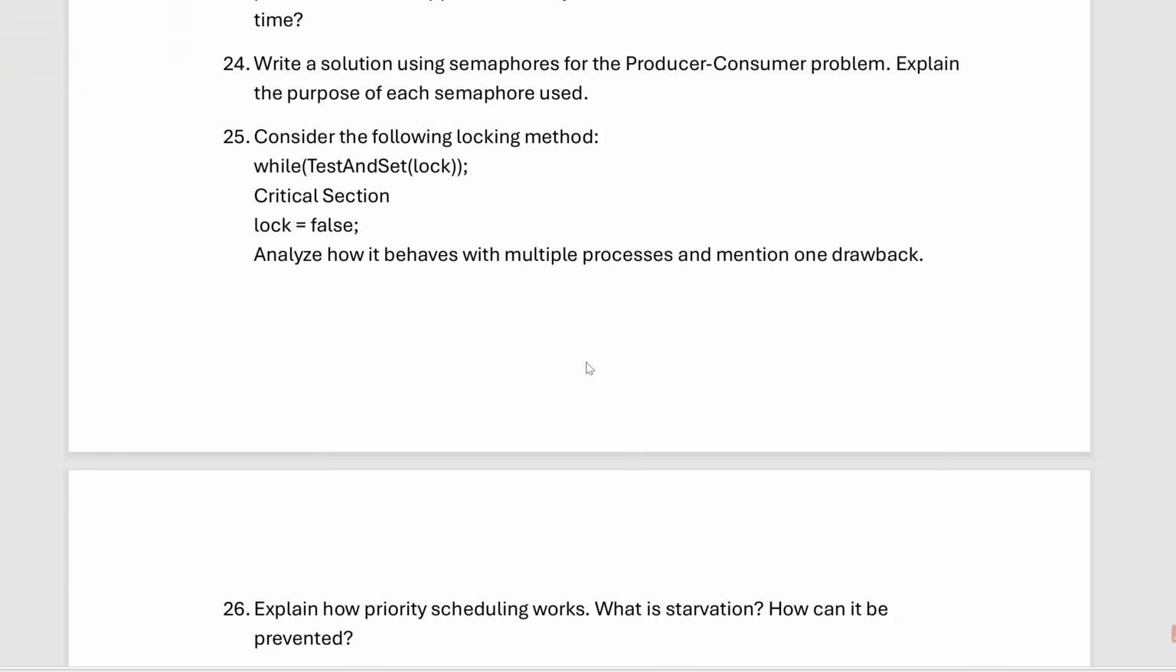So let us go ahead and proceed further with the solution of the remaining questions in the practice question set. The next question is question number 24. Write a solution using semaphores for the producer consumer problem. Explain the purpose of each semaphore used.